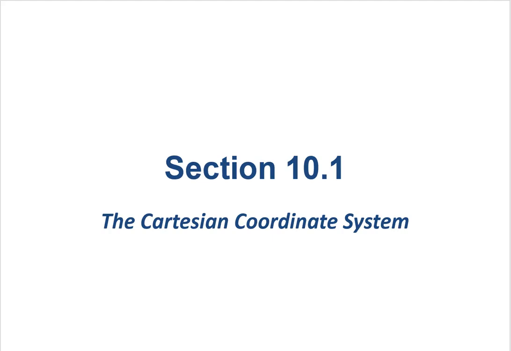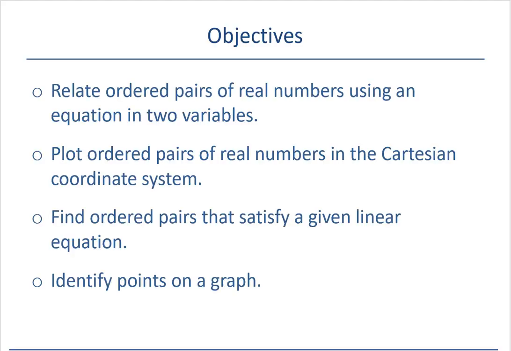So let's look into our objectives here. Relate ordered pairs of real numbers, use an equation in two variables, plot them, and then find ordered pairs that satisfy a statement, and then identify points on a graph. Okay, let's go through some notes here, just some basics, and I'll try to explain it.